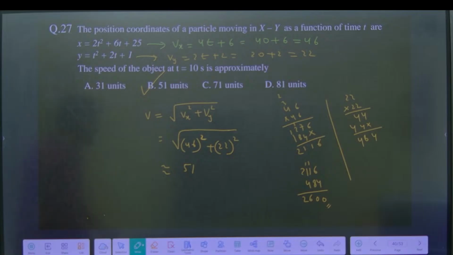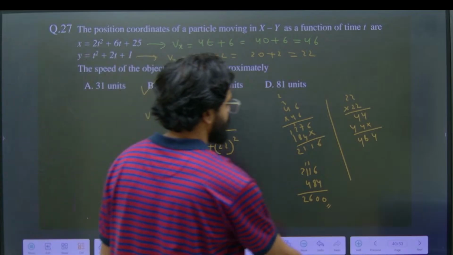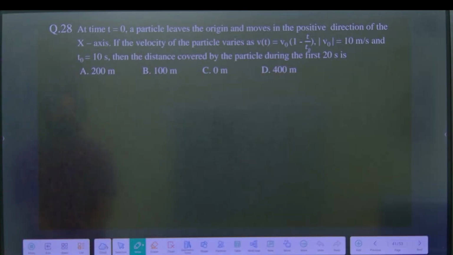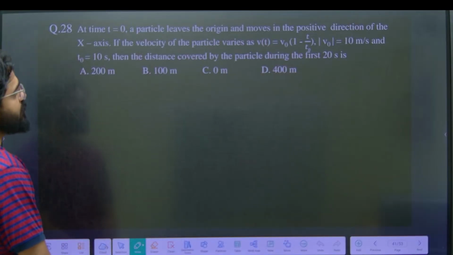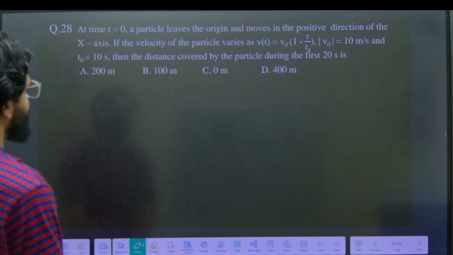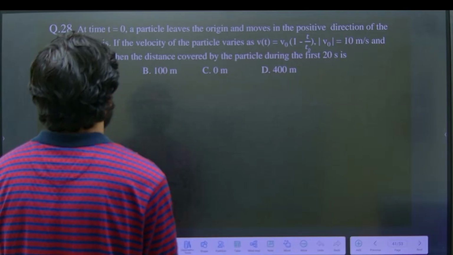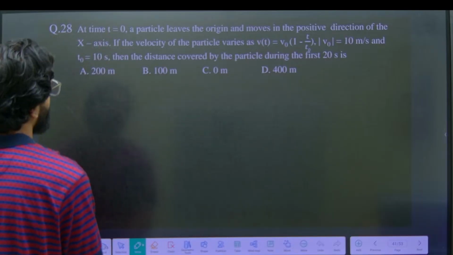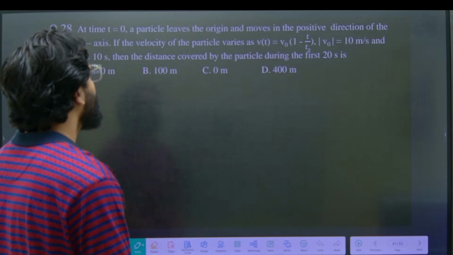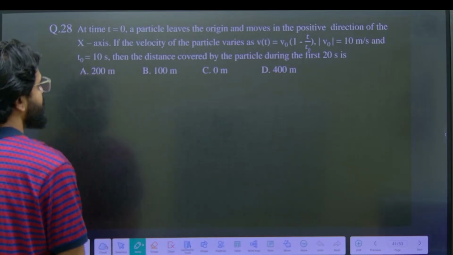27th, correct. Very easy question. 28th. A particle at t equals 0 leaves the origin and moves in the positive direction of the x-axis. The velocity of the particle varies like this, and the value of v naught is given, and t naught is 10 seconds. Then find the distance covered by the particle during the first 20 seconds.